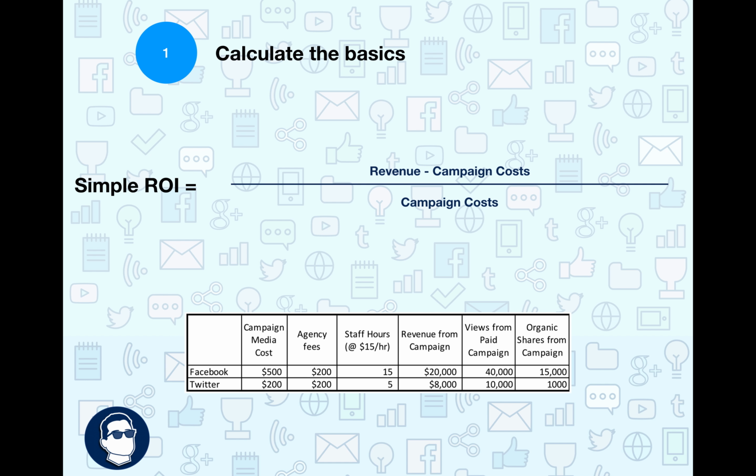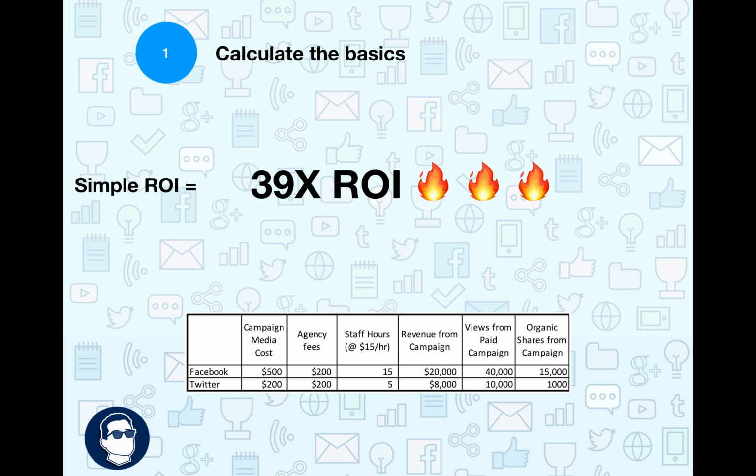Taking it back to the very beginning, our simple ROI is the revenue minus our campaign costs divided by campaign costs. If you remember, the way that I told you to think about this is to look at ROI as a multiple of how much your costs were. So if you have a 5 times ROI, that means for every dollar you spent, you brought in 5 dollars of revenue. In this case, our campaign media cost is $500 for Facebook, and our revenue is $20,000. We'll deal with agency fees and staff hours in the next scenario. So substituting and solving, we get an incredible number of 39 times ROI.